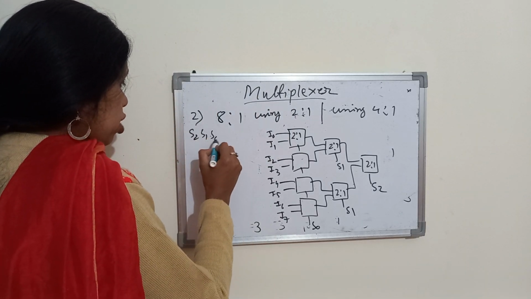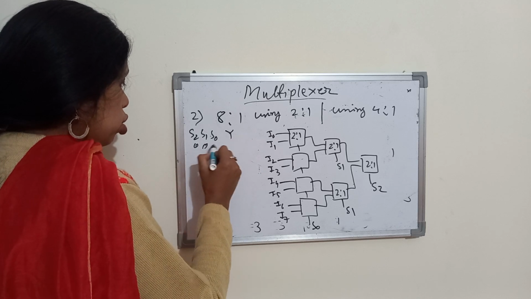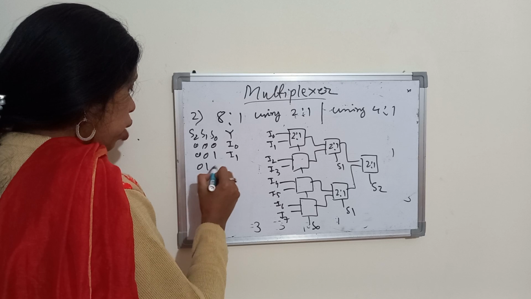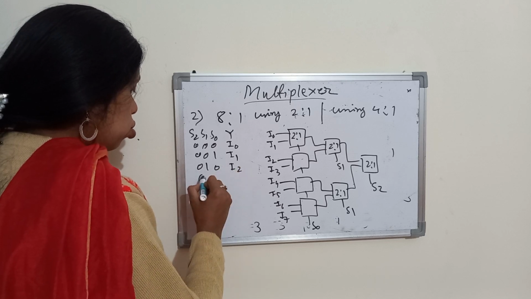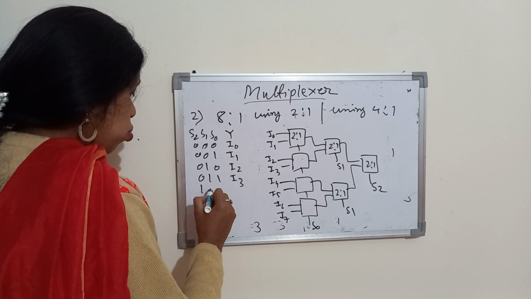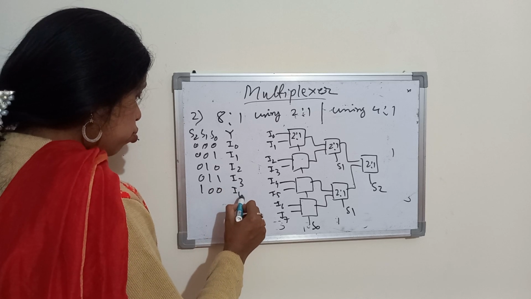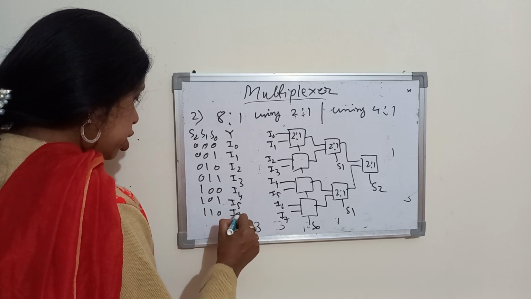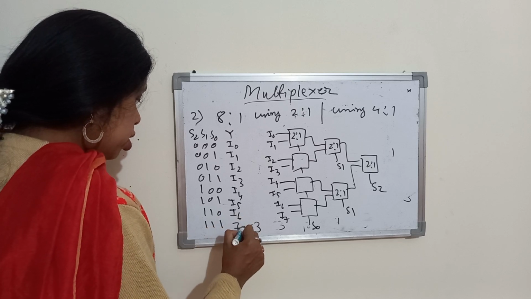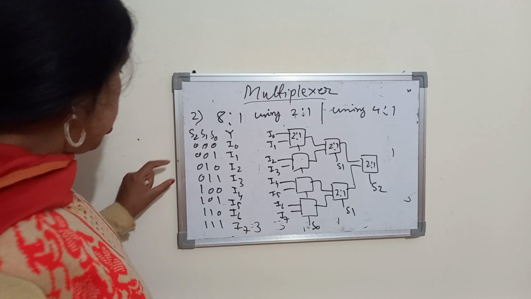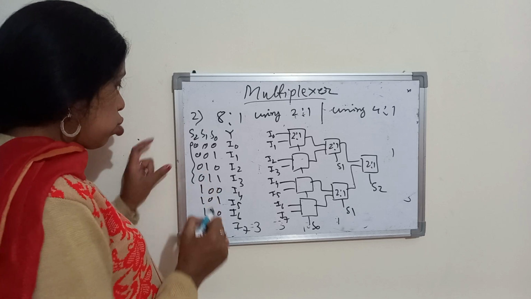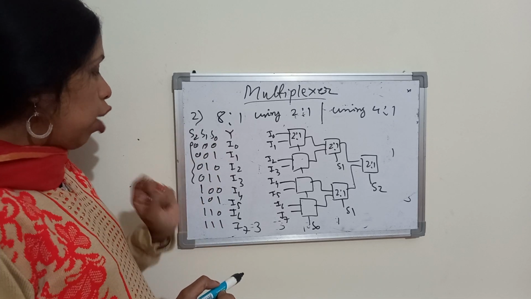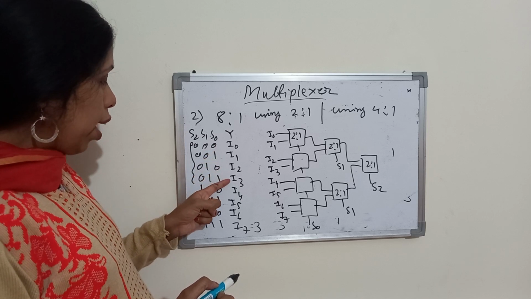S2, S1, S0, Y. 0 0 0 I0, 0 0 1 I1, 0 1 0 I2, 0 1 1 I3, 1 0 0 I4, 1 0 1 I5, 1 1 0 I6, 1 1 1 I7. Okay, now you can see if my S0 is 0 0 0, which select line set, what inputs are going to the output?